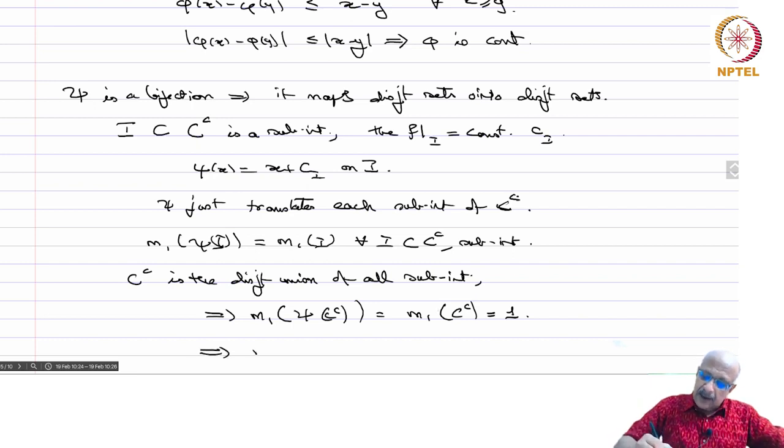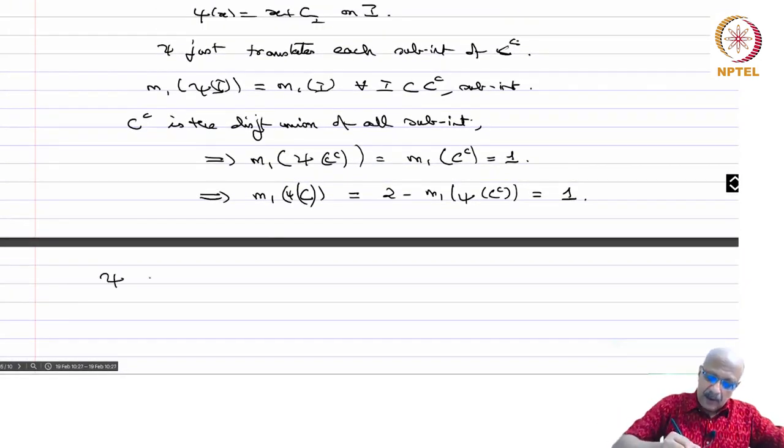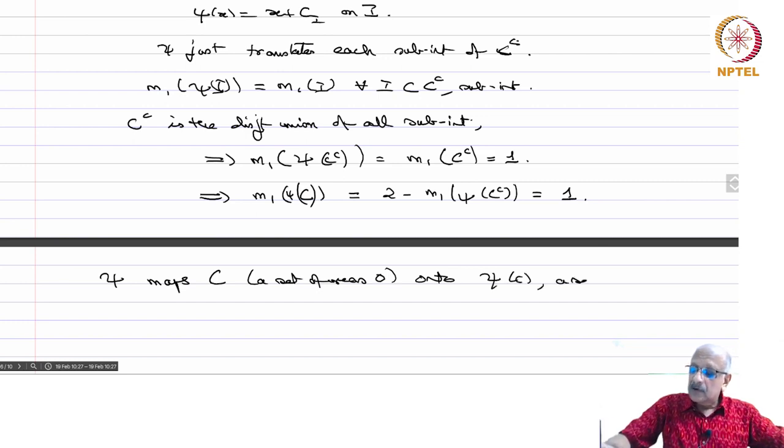So this implies that m1 of C itself has to be equal to 2 minus m1 of psi of C complement, and that's equal to 1. So in other words, this function psi maps C, a set of measure 0, onto psi of C, a set of measure 1.